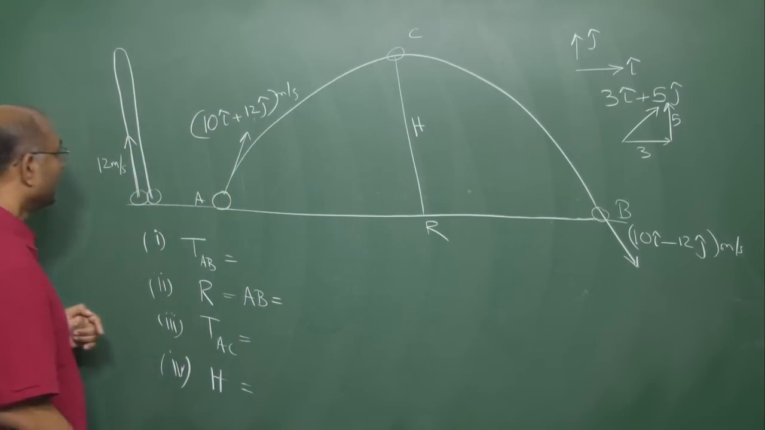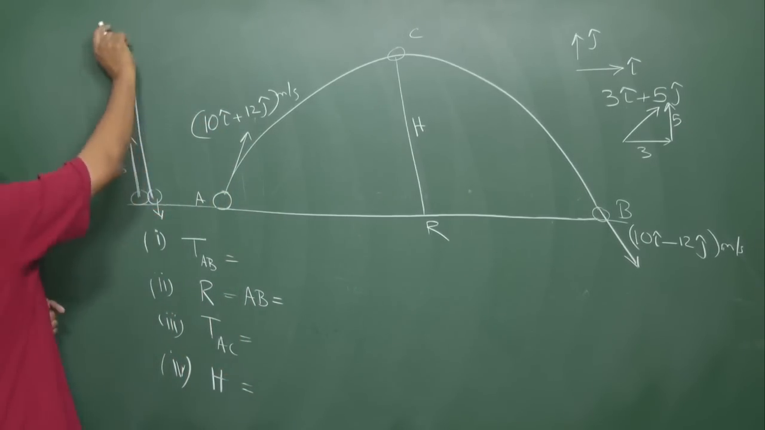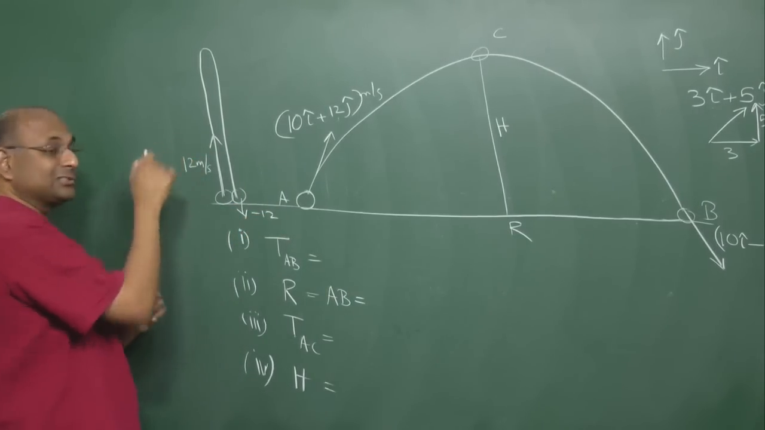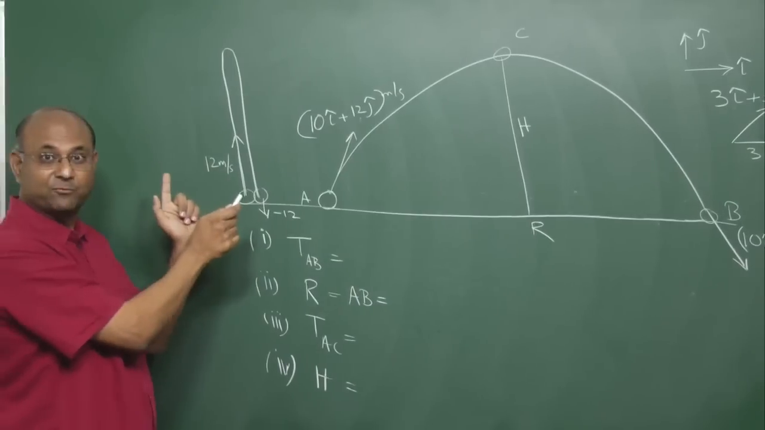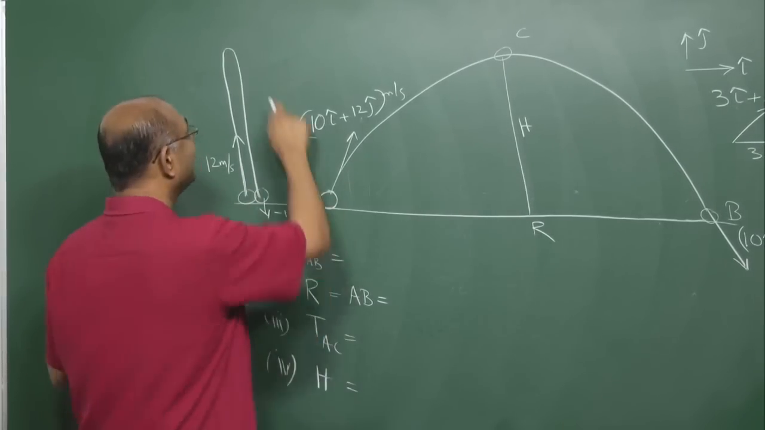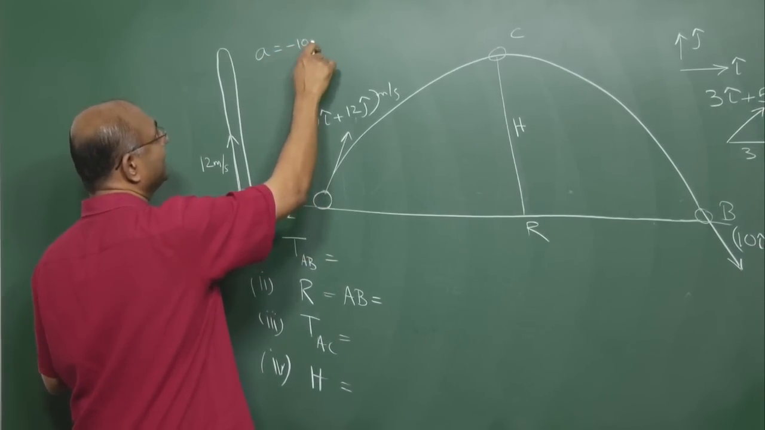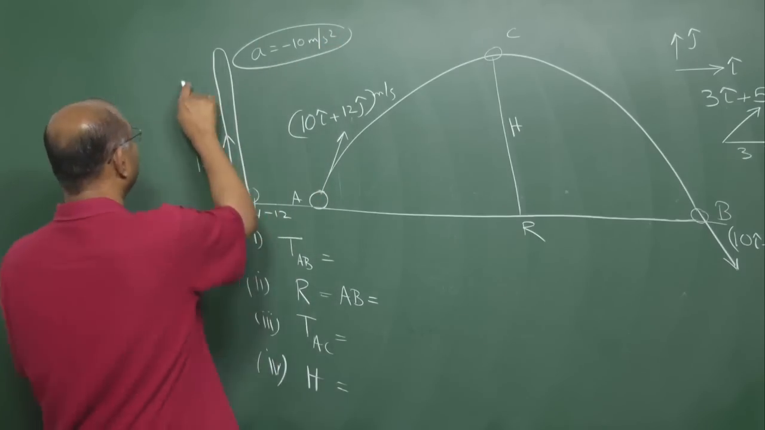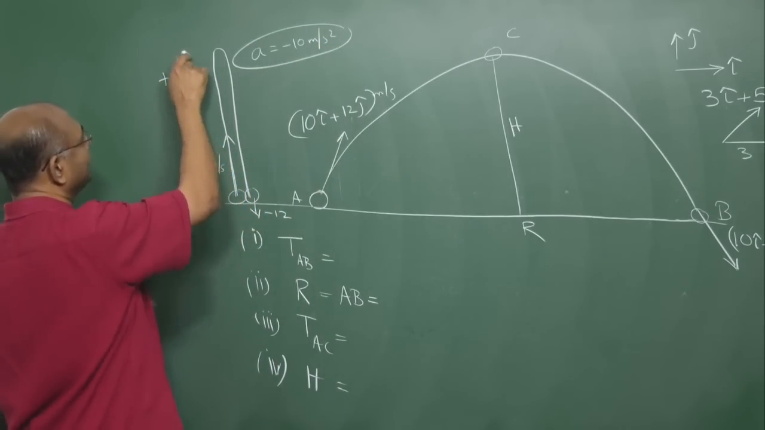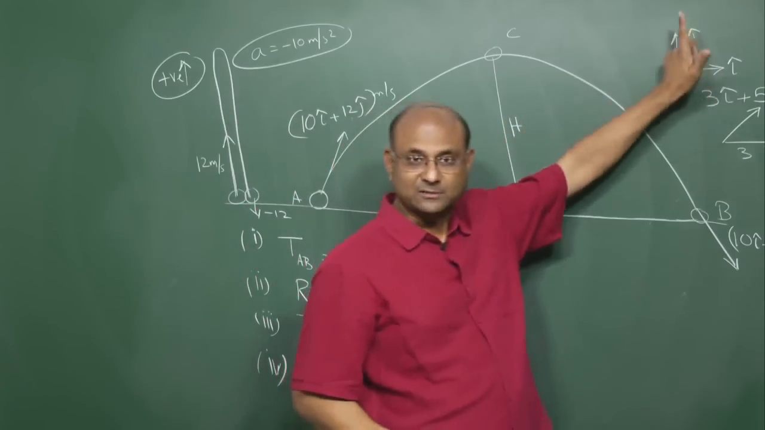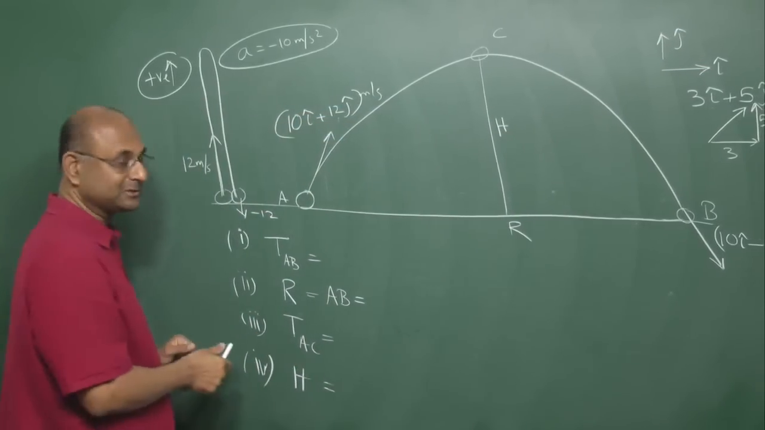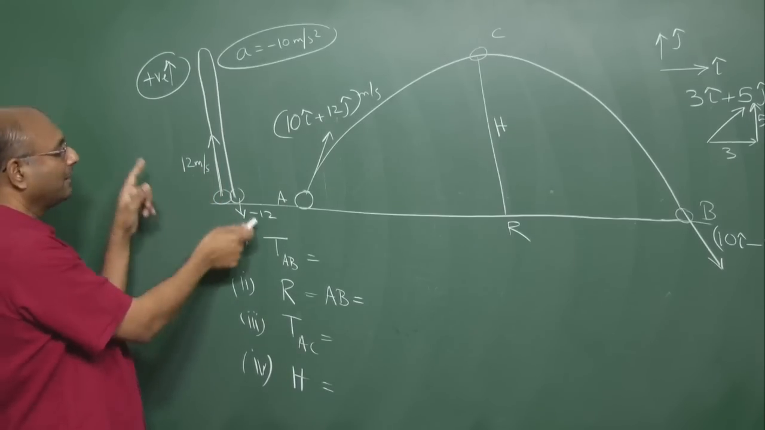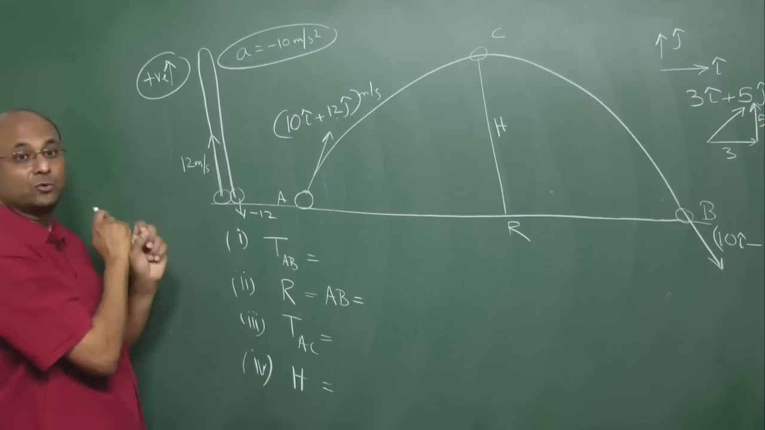Clear? How much time will it take for this fellow to go up and come down? Change in velocity is minus 12 minus plus 12, so minus 24. Minus 24 by minus 10, acceleration is minus 10. g is always 10, but acceleration is minus 10 in this case. I'm assuming up is positive. Whenever you use i and j, j is upwards positive, so you don't have to assume down as positive. You assume up as positive. Minus 24 by minus 10 gives 2.4 seconds.